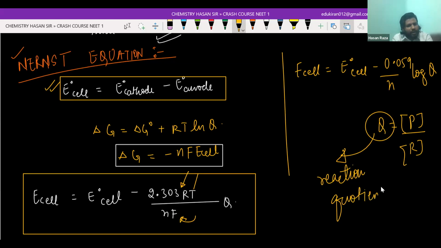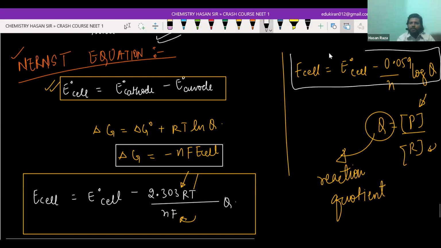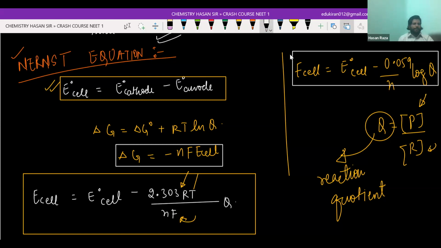And you also know that in reaction quotient or equilibrium constant expression, we don't consider the value of pure liquid and pure solid. I already told you. So whatever is in aqueous state or gaseous state, you are going to write the value here and here as well. So please do write it. This is your Nernst equation.